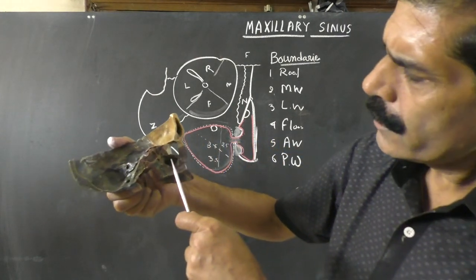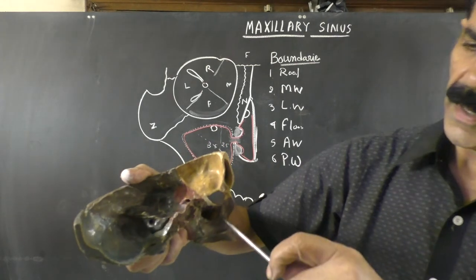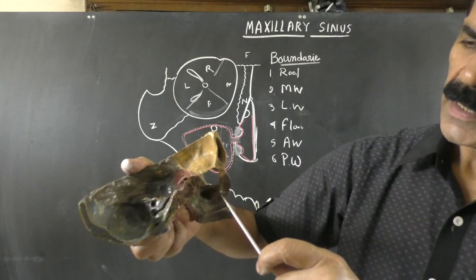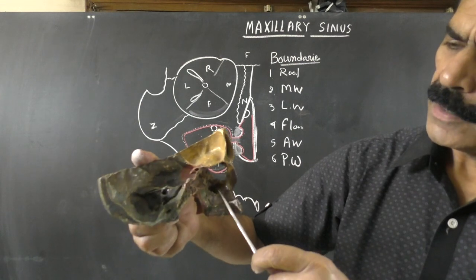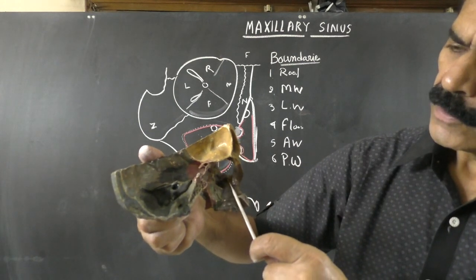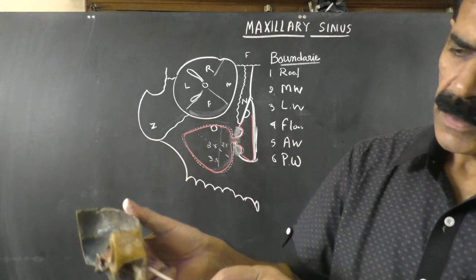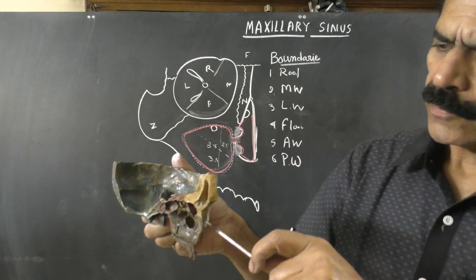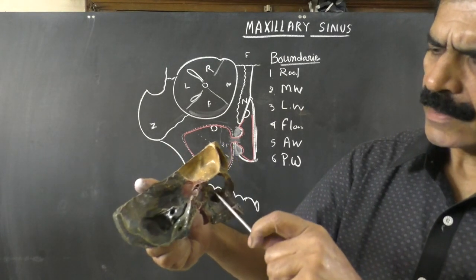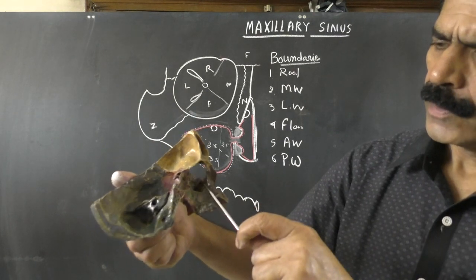Here the maxillary sinus is opened after removing its medial wall, or the lateral wall of the nasal cavity. So here is the roof. If we see the roof, it is formed by the floor of the orbit, which is also formed by the maxillary bone. So this is the roof.